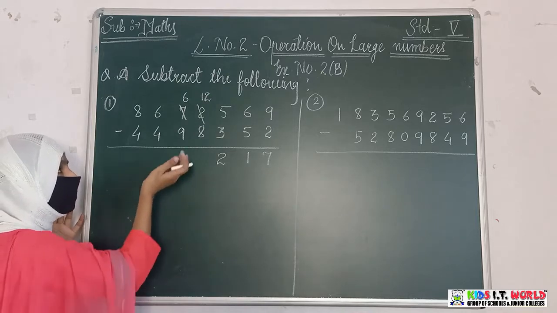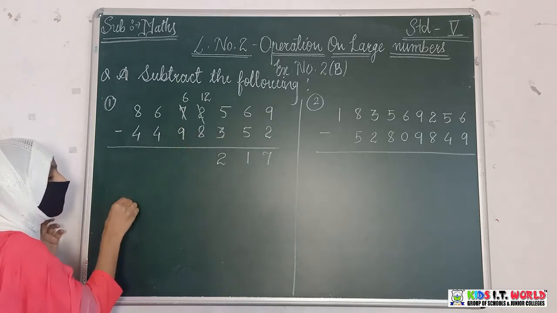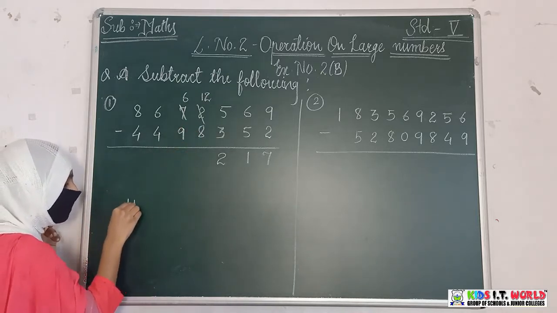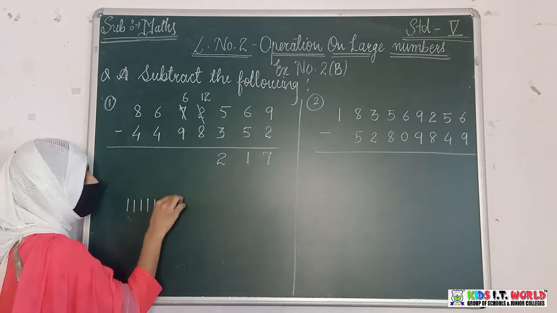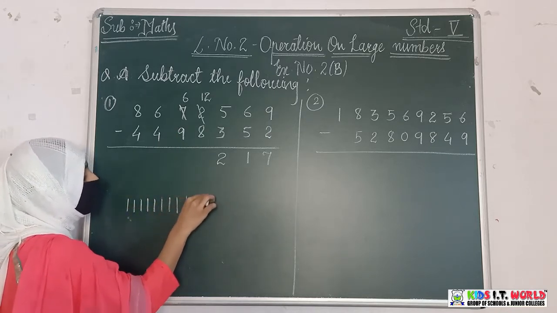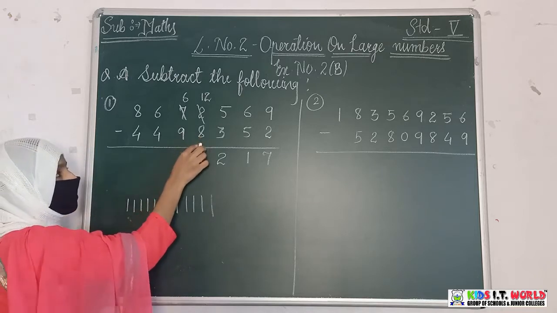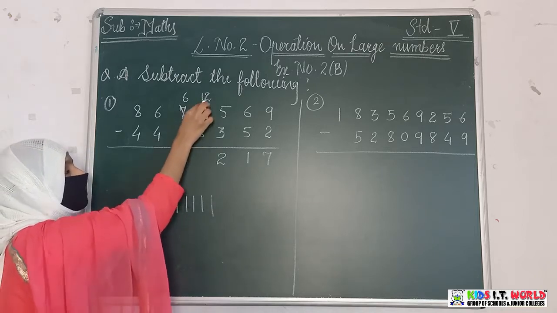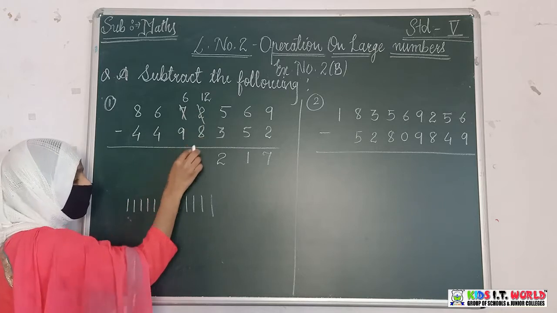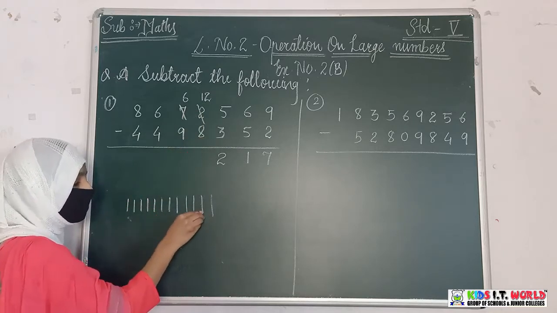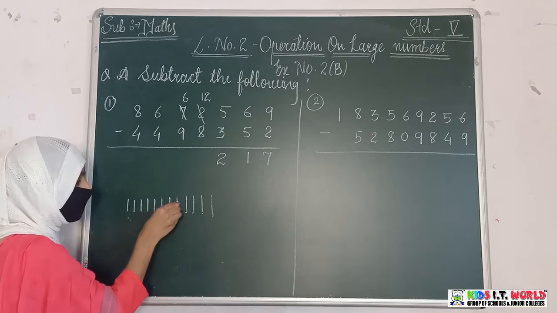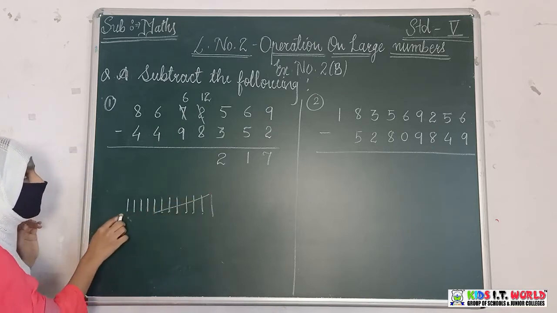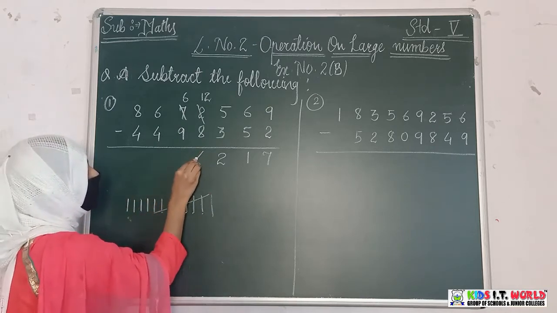If you are not able to do the subtraction directly, you can count it by the lines. Draw the 12 lines here. 3, 4, 5, 6, 7, 8, 9, 10, 11, 12. Now how many do you have to subtract? You have to subtract 8 from the 12. So cut out the 8 lines from here. 1, 2, 3, 4, 5, 6, 7, 8. So how many will remain here? 4. So write 4 here.